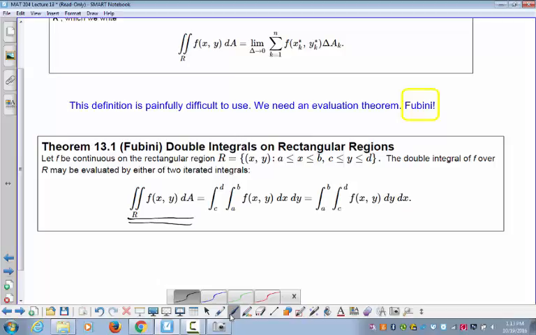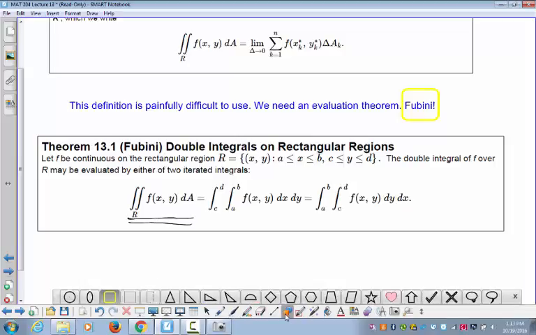So Fubini said you can actually integrate this as a sequence of single integrals. What the heck? What is that? Why is that not working? I wanted the rectangle, that's why. All right. So this is being separated into two integrals. There's an inner integral and an outer integral.